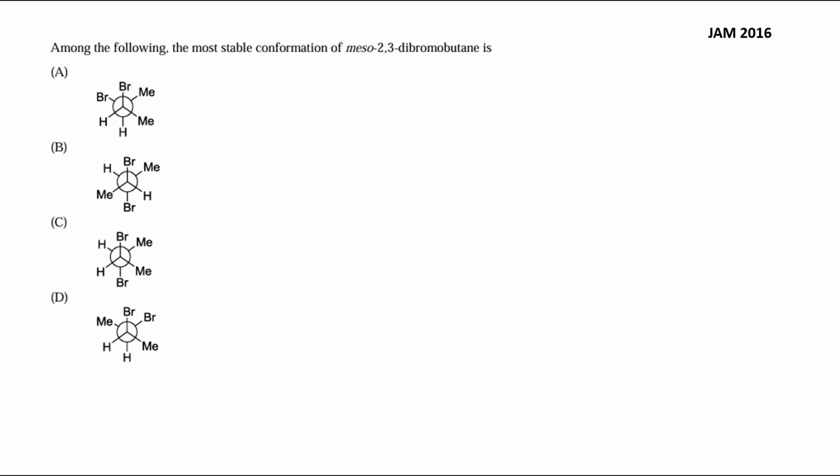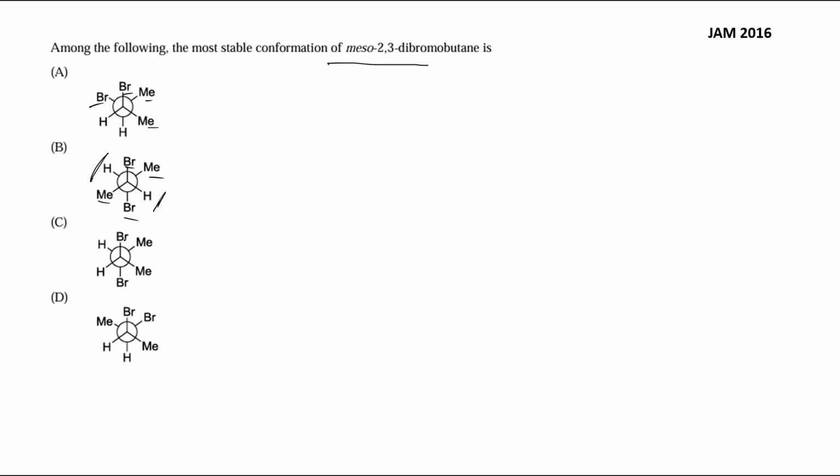Now this is comparatively easier. We have to find the most stable conformation of meso 2,3-dibromobutane. It will be better if you draw the structure of meso 2,3-dibromobutane and then you can do it. But still if you look at this option, which one is more stable? Here all the 4 bulky groups are coming sequentially, right? But if you look at option B, Br and Me are close to each other. But here we have some gap of the smaller atom, which is hydrogen. So that is why B should be more stable.